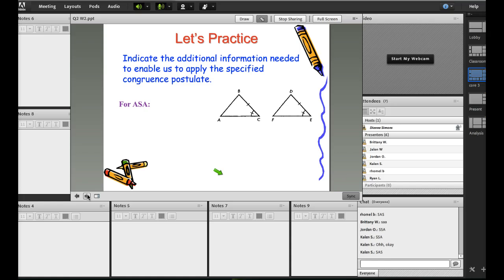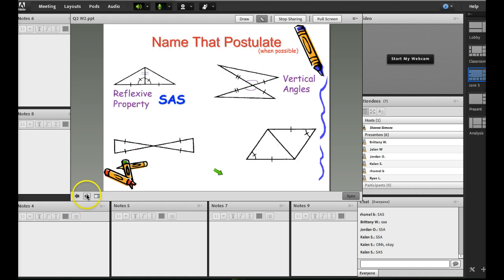Indicate the additional information needed to enable us to specify the congruence postulate. What else do I need? Angle, side, angle. What else do I need? Which angle? Angle B. No, it's not. B and D. No, it's not. How's it not? Oops, sorry. I went too far. Angle, side, angle. We need angle B and angle D.